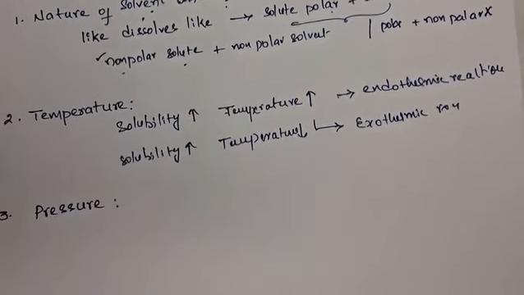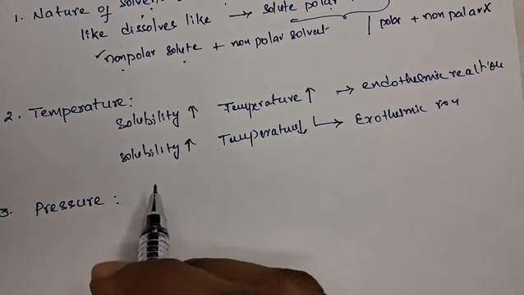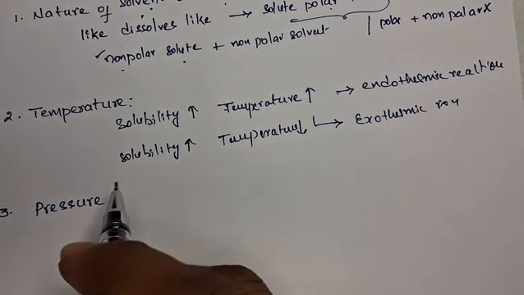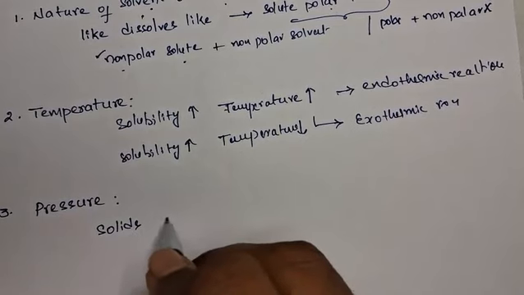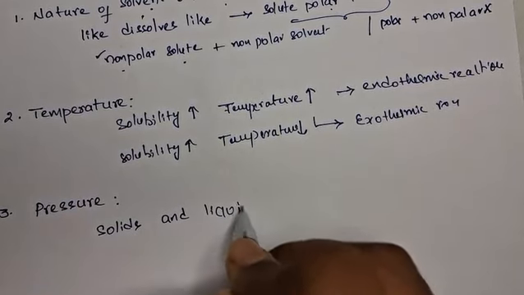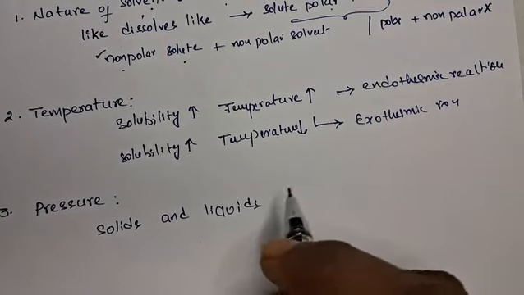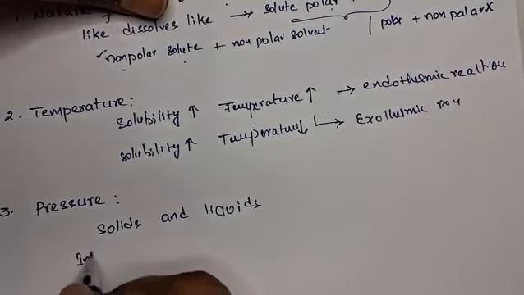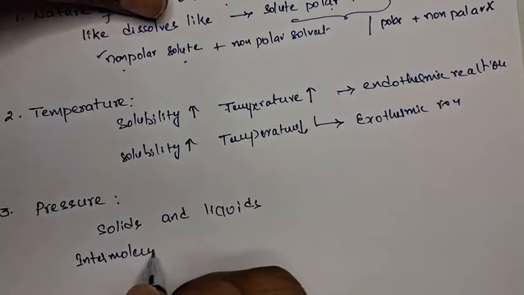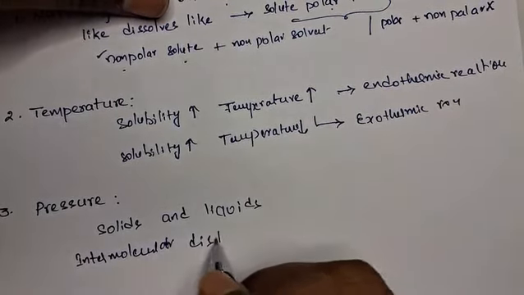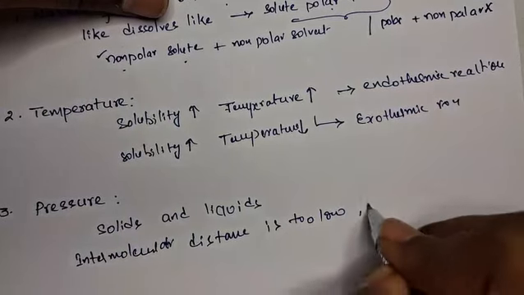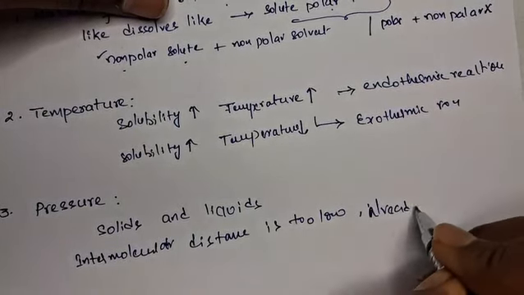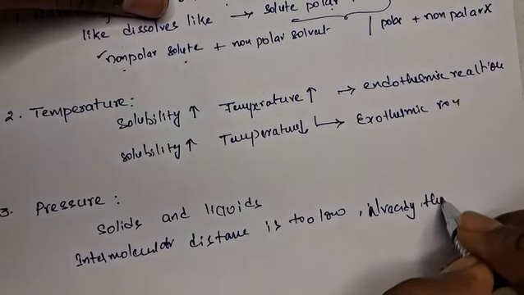The third affecting factor is pressure. Solubility of solids and liquids depends on pressure. In solids and liquids, the intermolecular distance is too low, they are already packed.